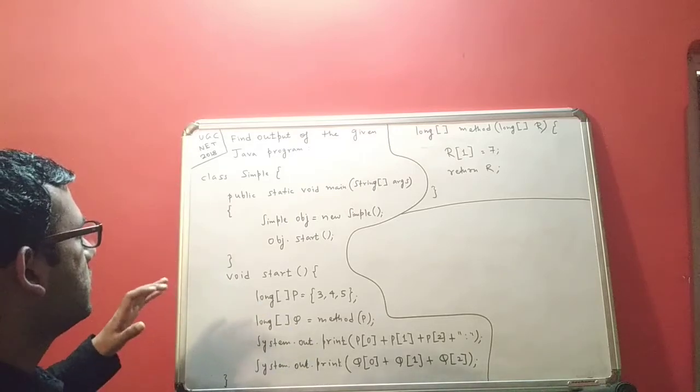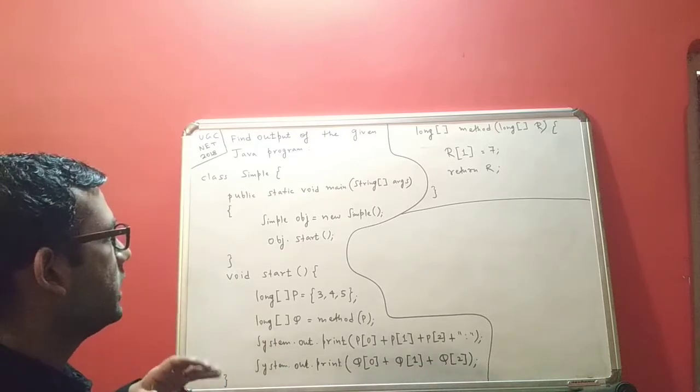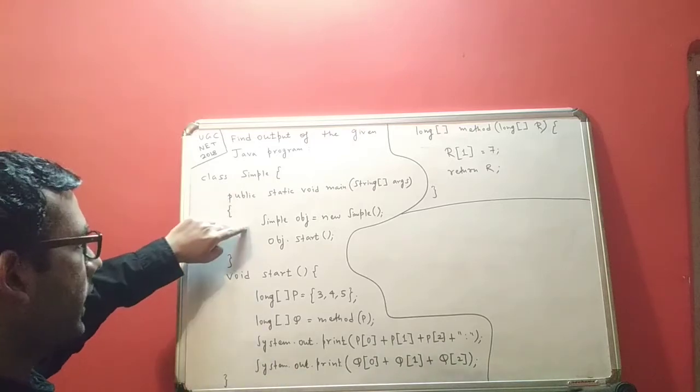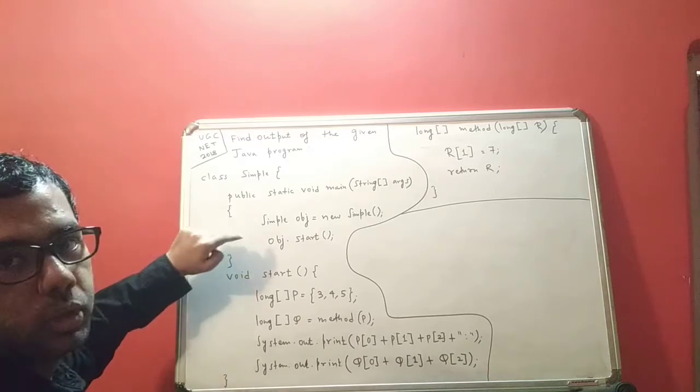Now, whenever you're asked to find the output of a code in any programming language, you should always start from the main. Why? Because it is the starting point of execution. So it will help you to trace the output correctly.